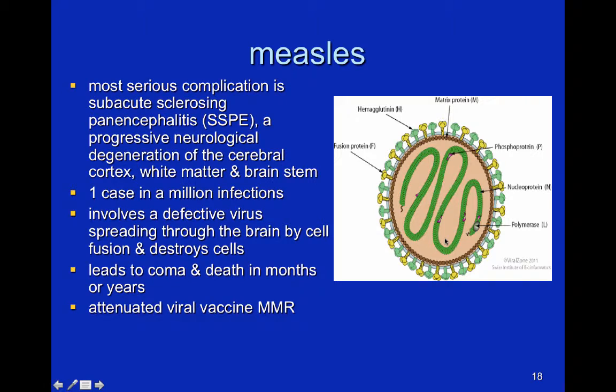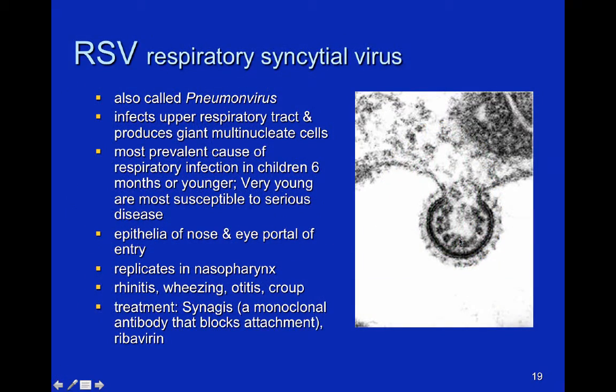And here's a cartoon image of the morbillivirus. On to RSV. So RSV stands for respiratory syncytial virus, also called pneumonia virus. And this will infect the upper respiratory tract and produce giant multinucleated cells.